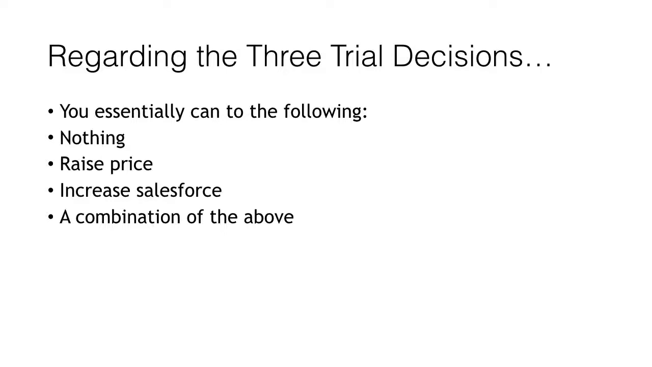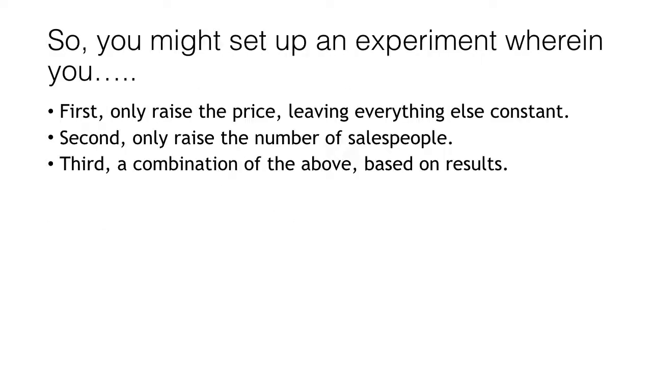Okay, that said, again, you can do three things. You can do nothing. You could raise the price, leave everything else the same. You could increase the salespeople, leave everything else the same. Or you could do a combination of those two above, raise price and salespeople. So you might try this: hold everything else the same and raise the price.